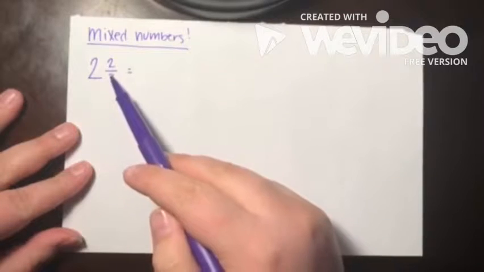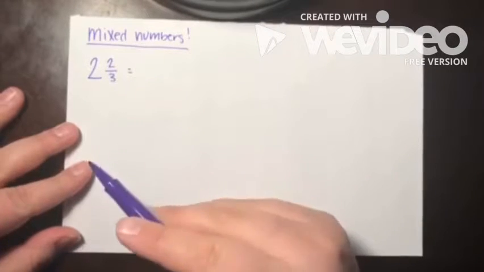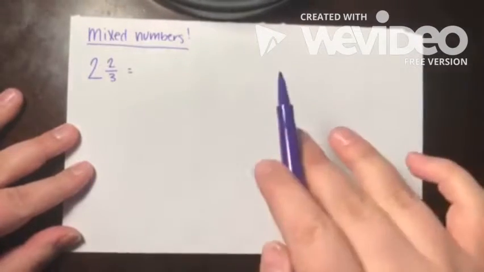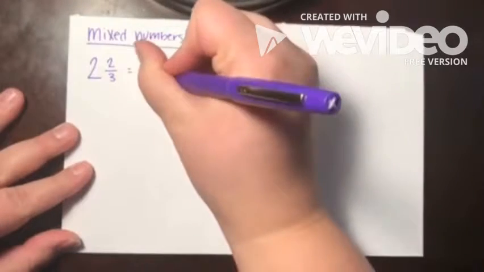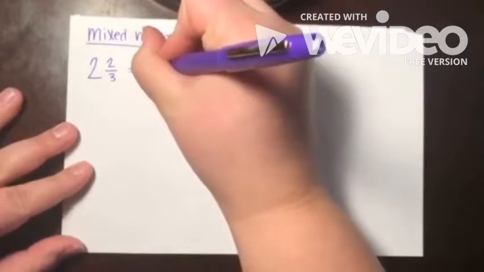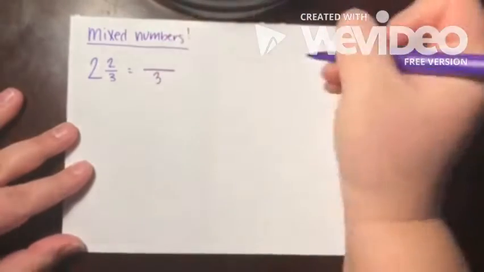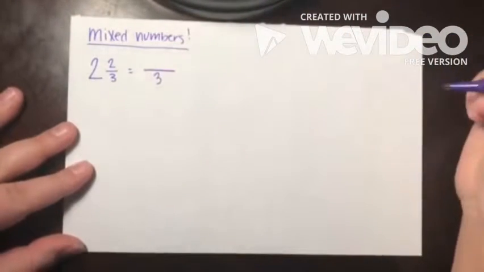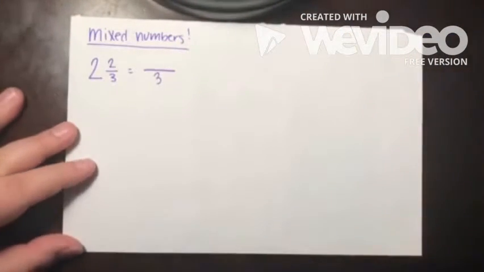Now something to remember is that if you have a denominator in a fraction, it is going to stay the same no matter what. So we can write that right away down below and write our fraction sign because we're going to be doing an improper fraction, right? So let's think of the steps to get there.